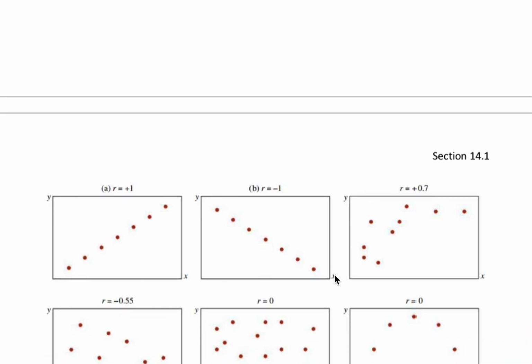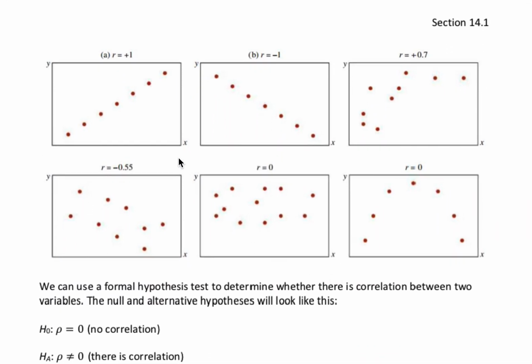So we have some examples here with example r values. We can see that an r value of +1 means that they fall exactly on a straight line with a positive slope, and an r value of -1 falls exactly on a straight line with a negative slope. An r value of 0.7 means that there's sort of a positive line here that you can see, but it's a little bit more scattered. And an r value of -0.55 also sort of follows a line with a negative slope, but not exactly, and the points are a little more scattered. And then we have these examples of r values of 0, where the points are not following a straight line.